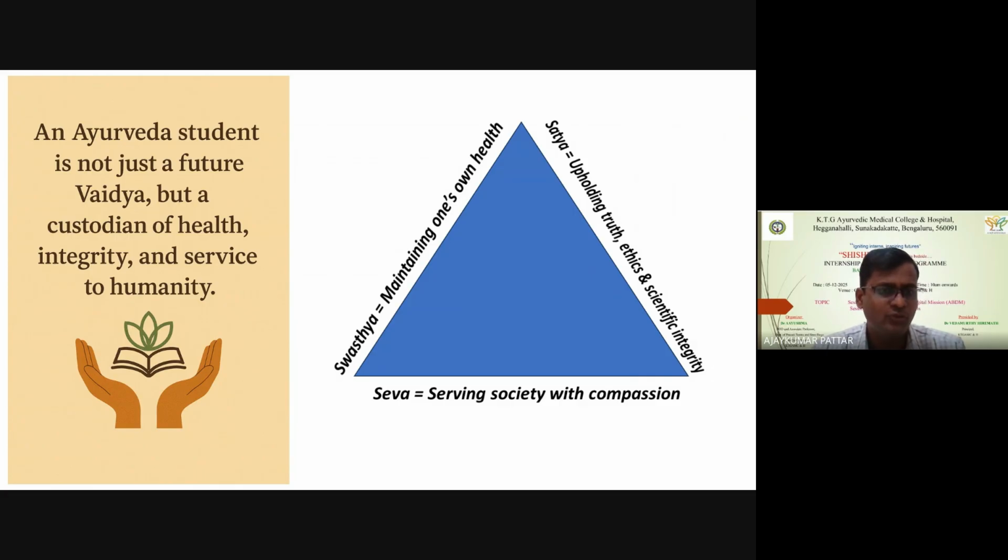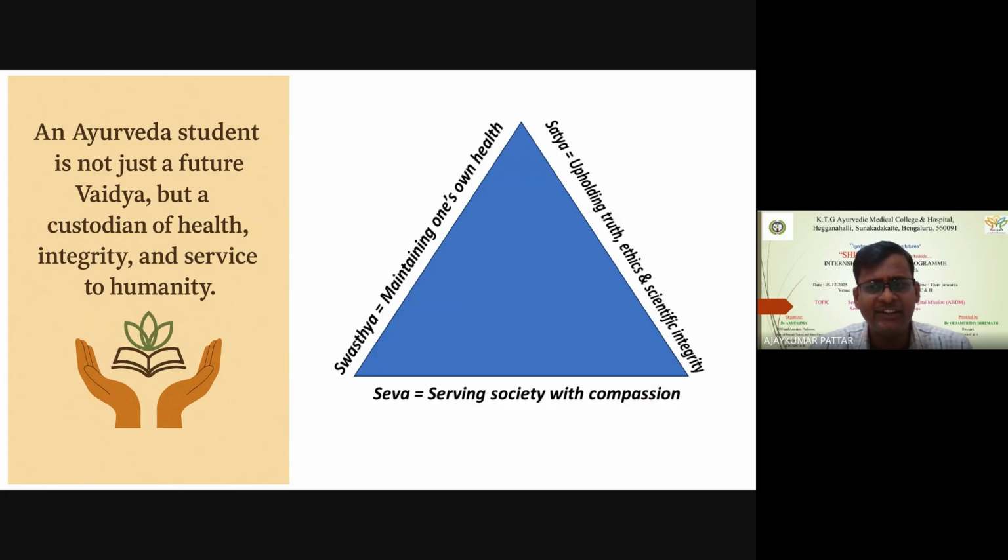To create this kind of Vaidyas, three pillars are very important, that is Swasthya, Satya, Seva, in your student life. So what is Swasthya? Swasthya is maintaining your own health. Before serving others, you have to maintain your health in a good condition. So that is Swasthya. What is Satya?